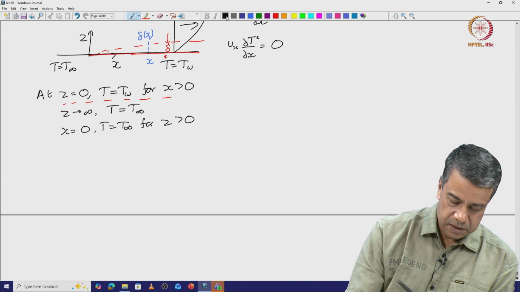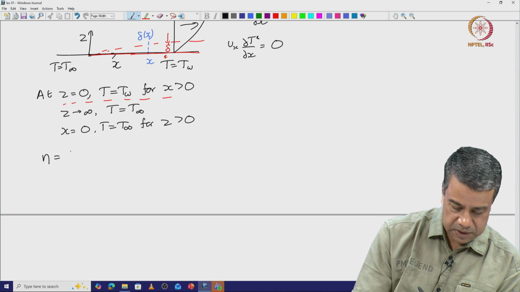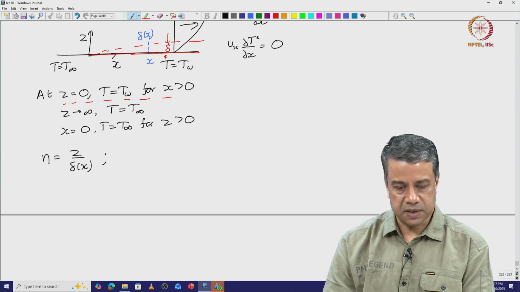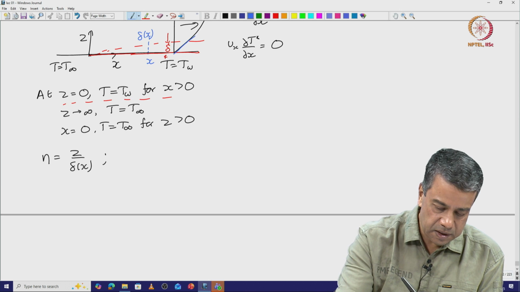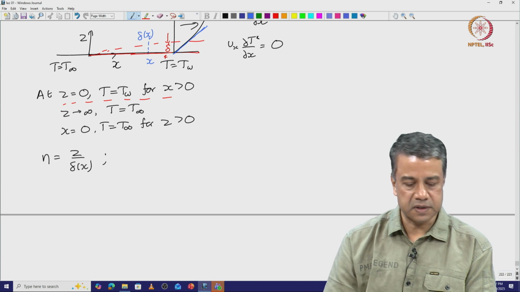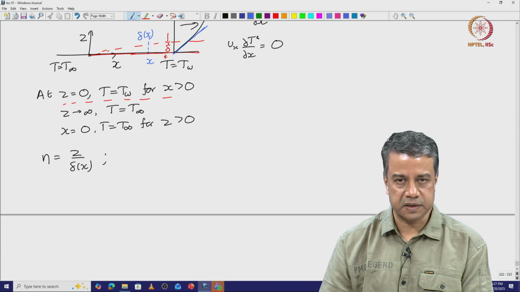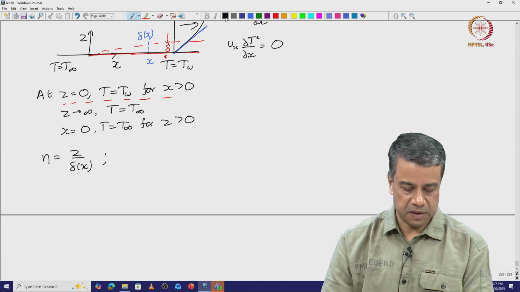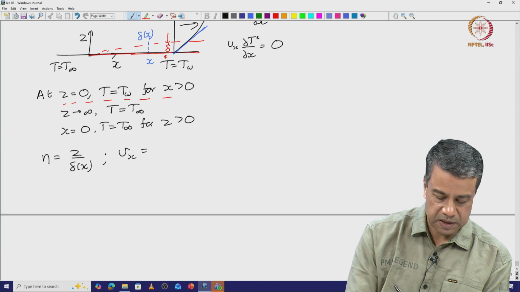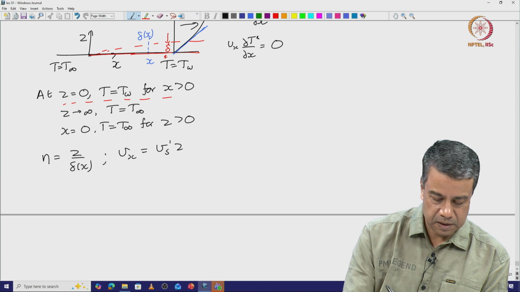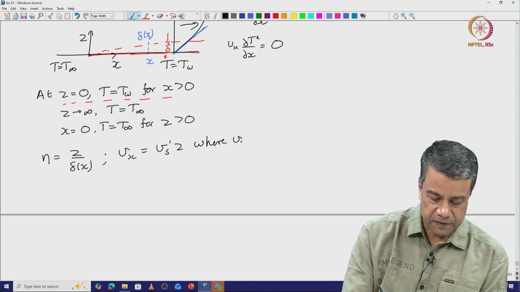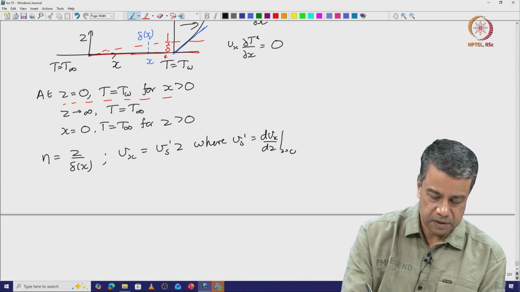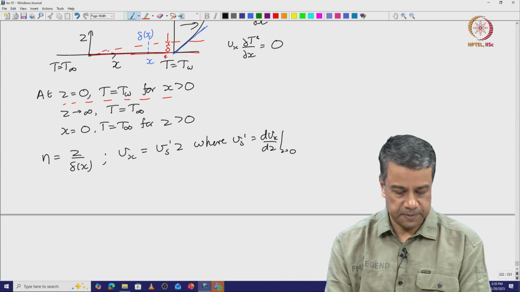So, therefore, I write eta is equal to z by delta of x. And as I also said, close to the surface you can use a linear approximation for the velocity profile, because the velocity is 0 at the surface. Velocity has to increase linearly from the surface. Therefore, we can use a linear approximation for the velocity close to the surface as Vs prime times z, where Vs prime is equal to dVx by dz at the surface.